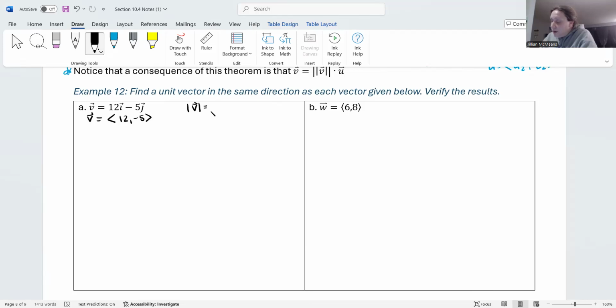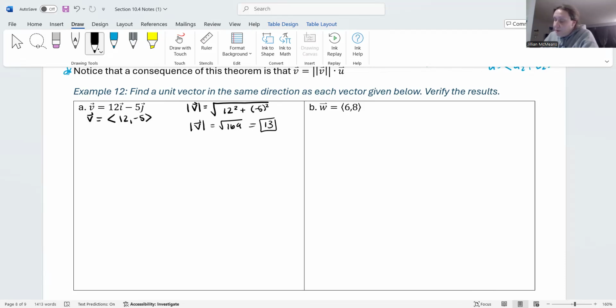Okay, so we're going to take the square root of the A component, which is 12. We're going to square that. We're going to take the B component, which is -5, and square that. So let's see, 12 squared is 144. 5 squared is 25. 144 plus 25 is 169. So this equals the square root of 169, or 13. So 13 is my magnitude.